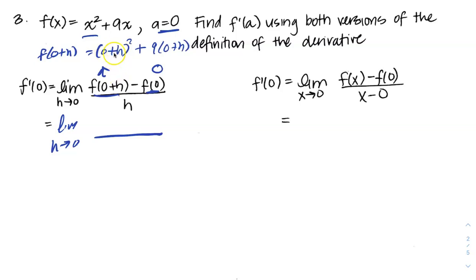If I simplify that, what's 0 plus h squared? Well, it's just going to be h squared, right? 0 plus h is just h, square it, h squared. What's 9 times the quantity 0 plus h? Well, that's just going to be h, so 9h. So we get this, h squared plus 9h minus 0 over h. Keep on going. Well, this is just h squared plus 9h over h.